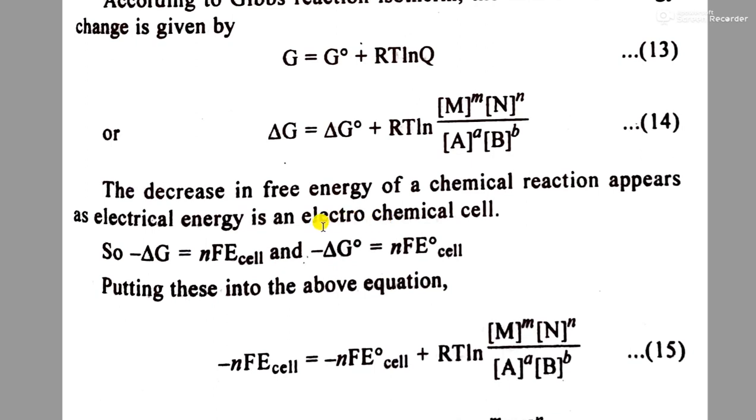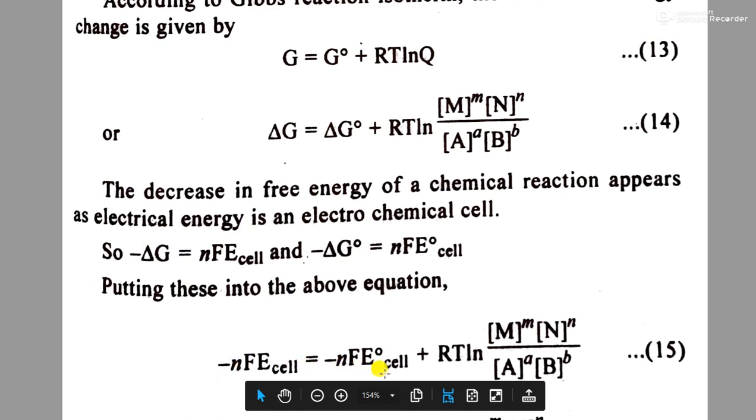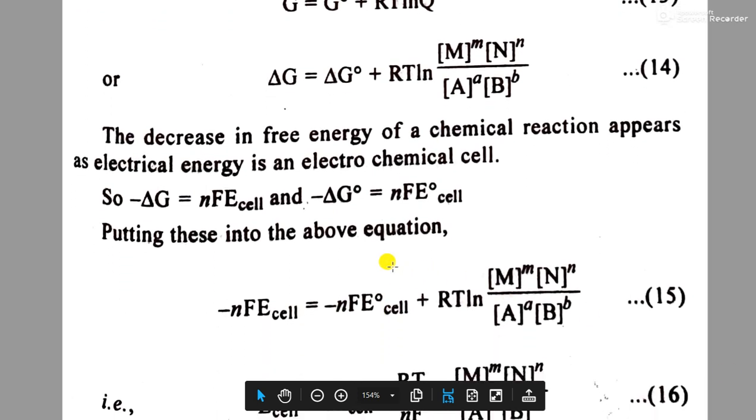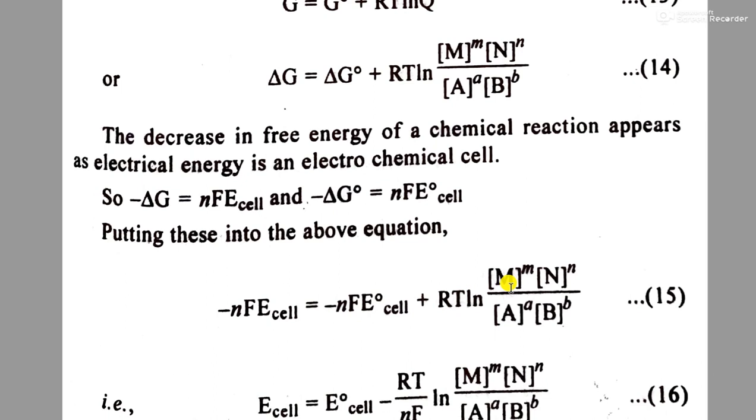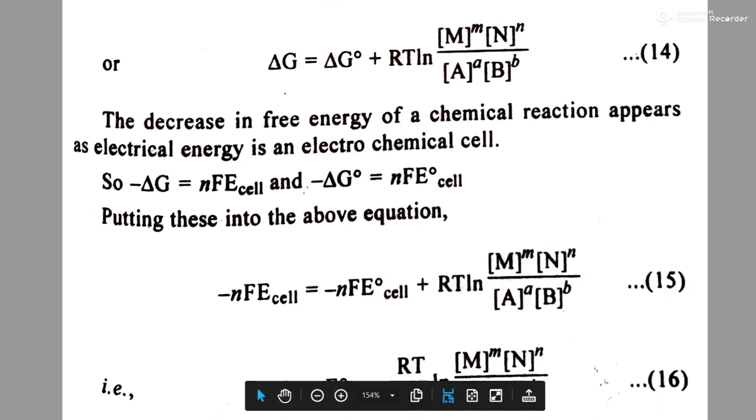So we are putting the value of delta G and delta G0 into equation 14 here, and we get this equation number 15 as minus nF E of a cell is equal to minus nF E0 of the cell plus RT ln concentration of M raised to m into concentration of N raised to n divided by concentration of A raised to a and concentration of B raised to b. This is equation 15.